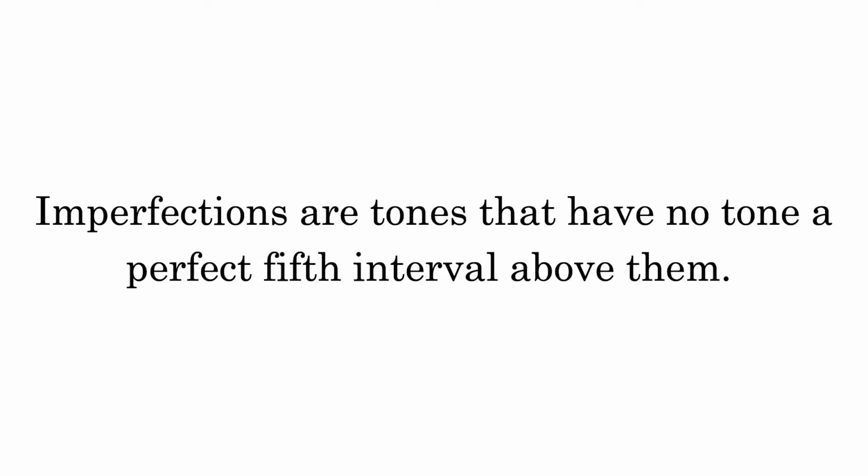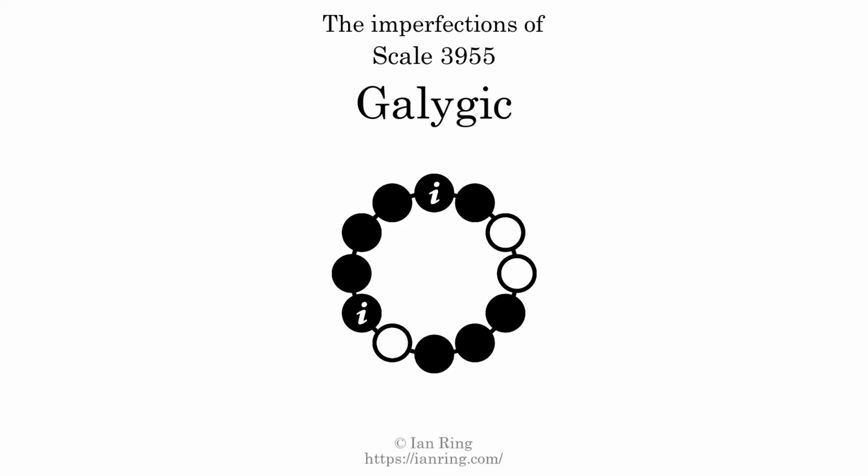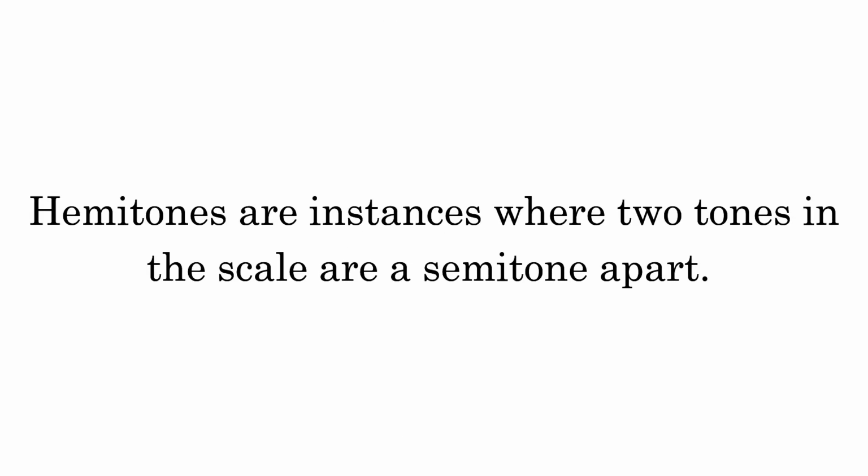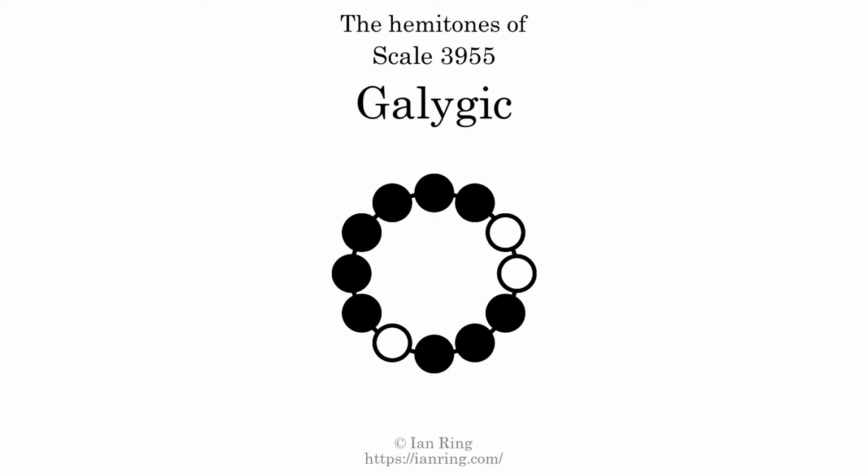Imperfections are tones that have no tone a perfect fifth interval above them. This scale has 2 imperfections. They are at positions here, and here. Hemitones are instances where two tones in the scale are a semitone apart. This scale has 7 hemitones. They are at positions here, here, here, here, here, here, and here.